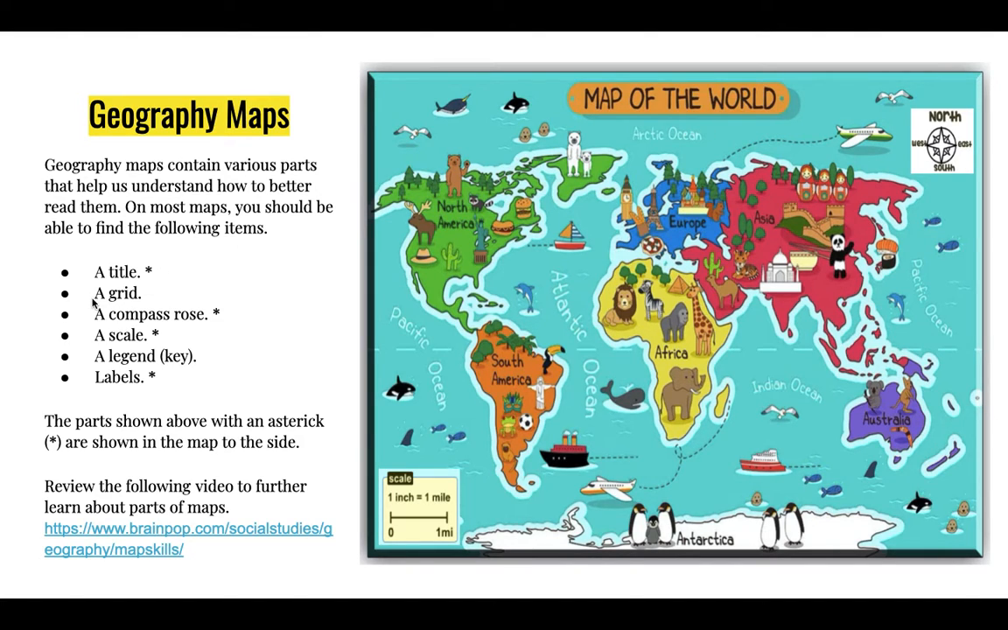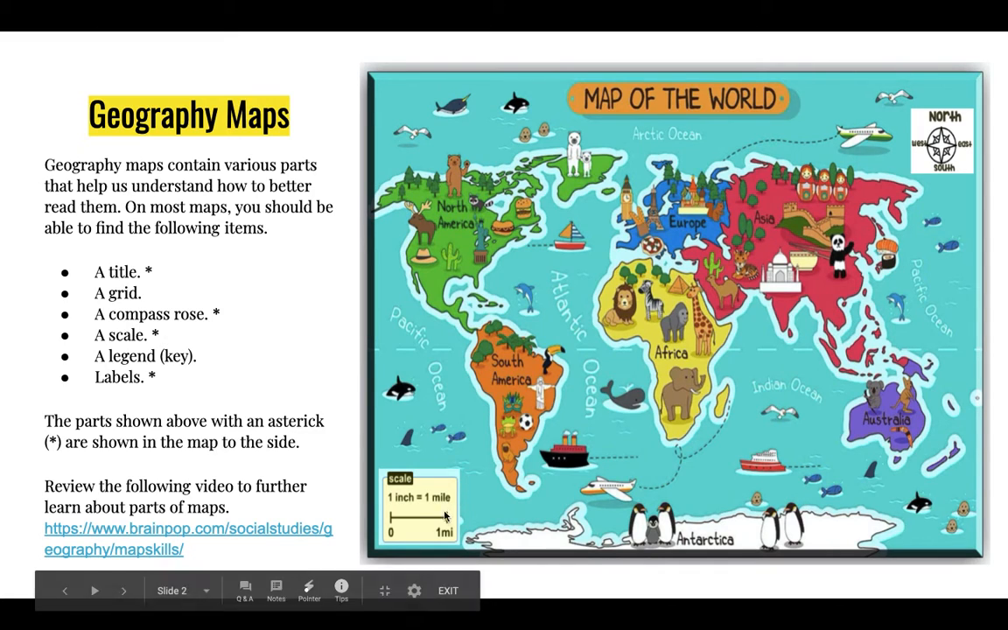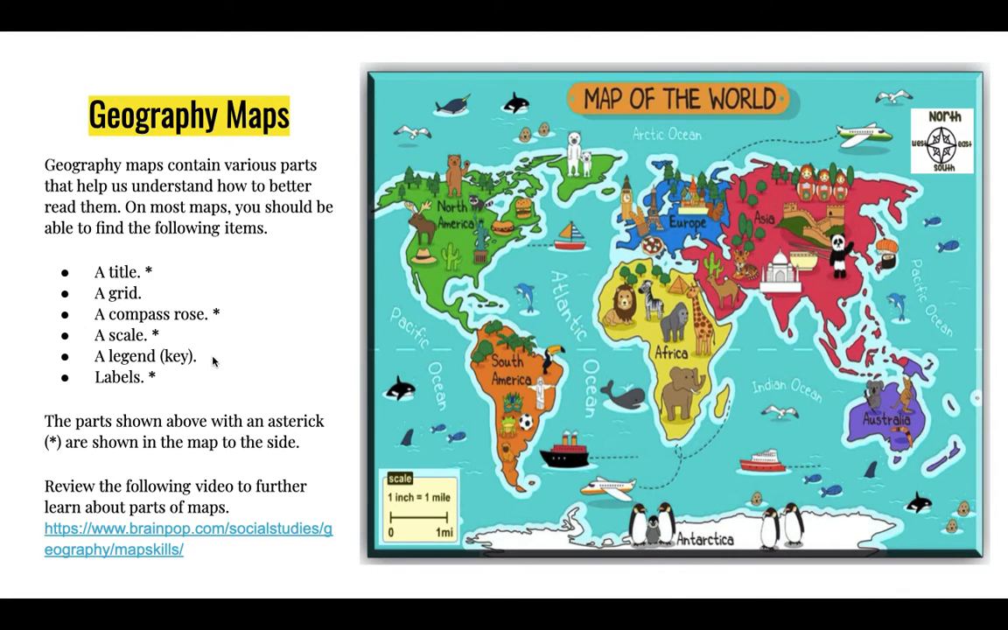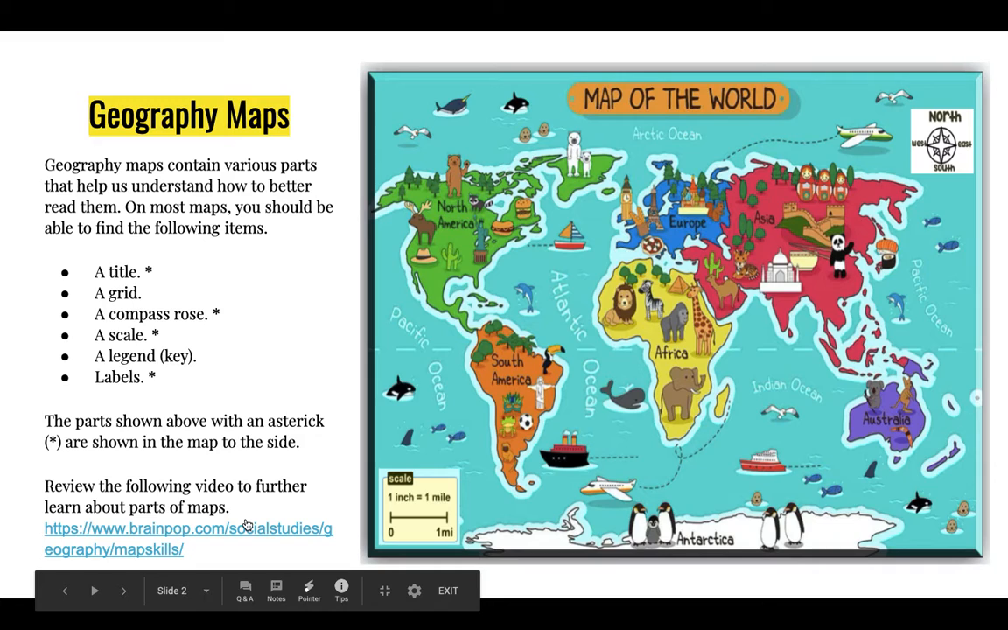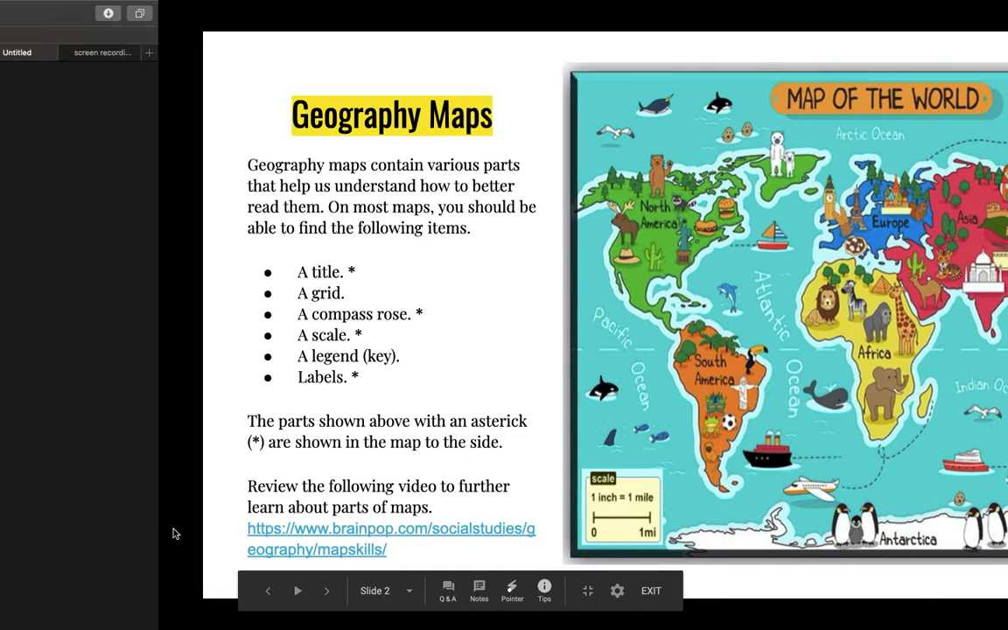This map does not have a grid. A compass rose, which is right over here: north, south, east, and west. A scale, which shows us down here that 1 inch equals 1 mile. A legend or a key, which is not on this map, and labels. For example, we have North America right here in the green, Africa right here in the yellow, and the Indian Ocean right here with the seagull. We're going to watch the following video to further learn about parts of maps.